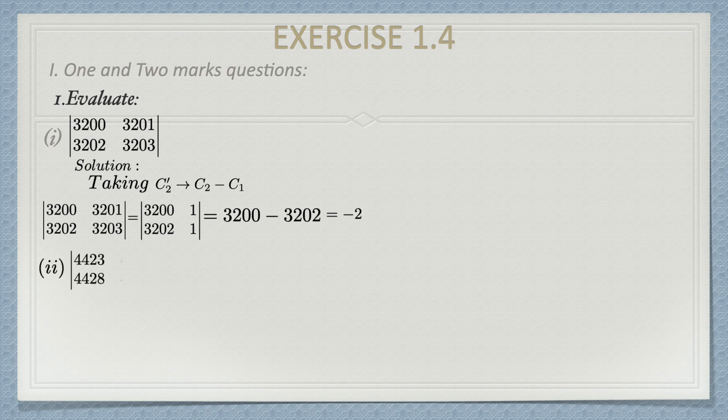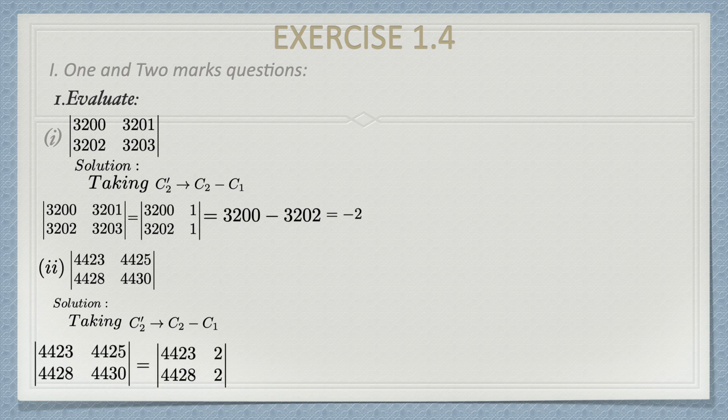Second problem, determinant is given. So same like the previous problem, we will make one term as 1 1, either column or row. Solution, we will take column 2 minus column 1. We will write the determinant equal to, by column 2 minus column 1 we got this. That is 4425 minus 4423. If we subtract, we are getting 2. Similarly, 4430 minus 4428. If we subtract, we are getting 2.